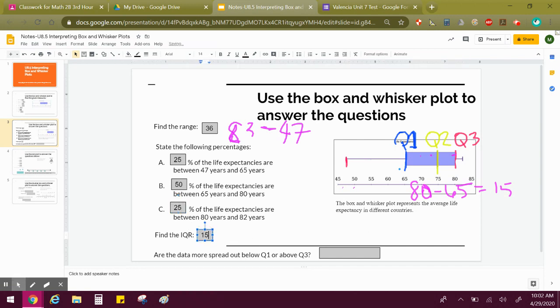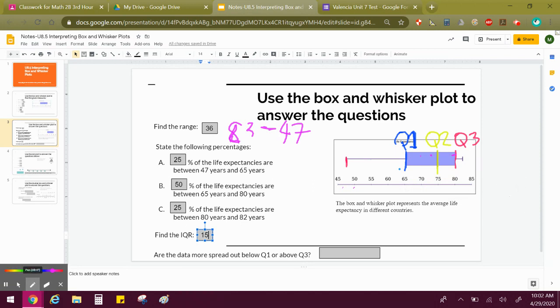So the middle 50% of all the data is spread out over 15 years. Okay. The last question asks me, is the data more spread out below Q1 or above Q3? So let's see where that is.